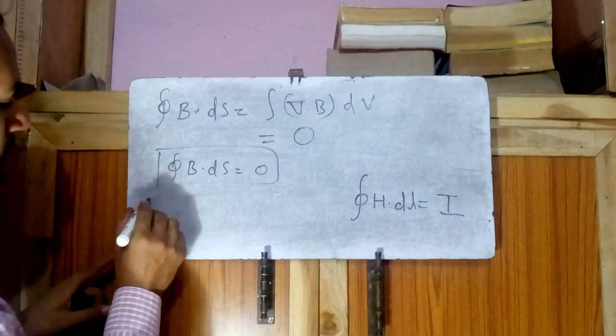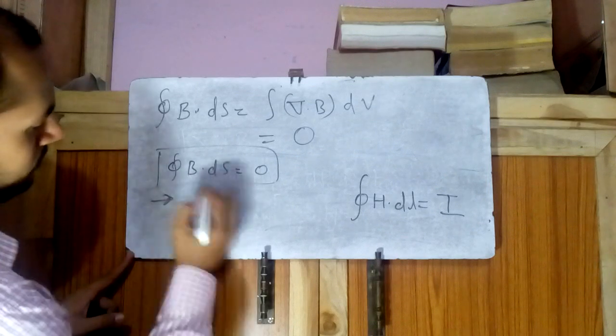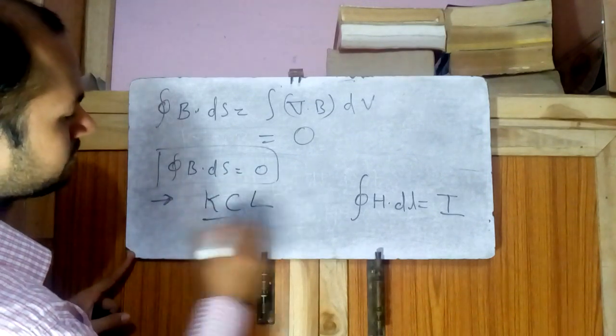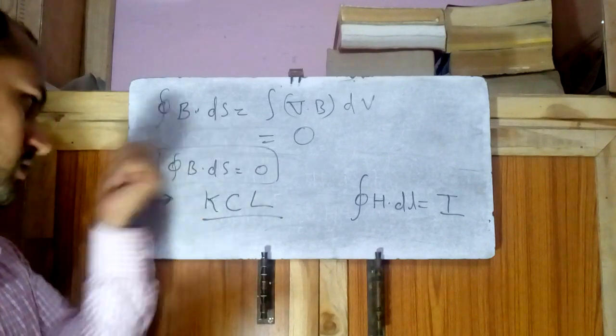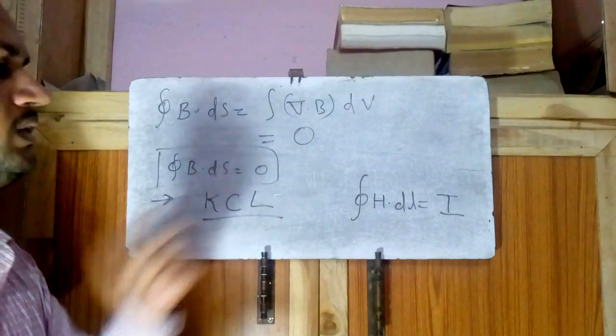It is also told by KCL. Kirchhoff current law also says that the sum of all incoming or outgoing currents will be 0.